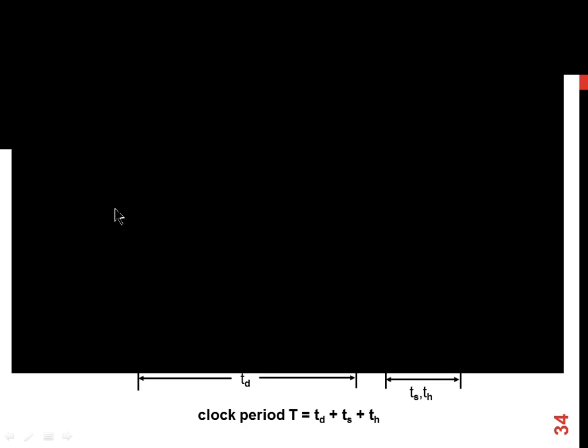So clock period is another concept that you probably have learned and you might know already. Clock period is the minimum clock period that you need to make your sequential circuit work. Sequential circuits will always need a clock to work with. And the minimum clock period that you need for your sequential circuit to work is the combinational delay of the circuit plus the setup time and the hold time of the flip flops.